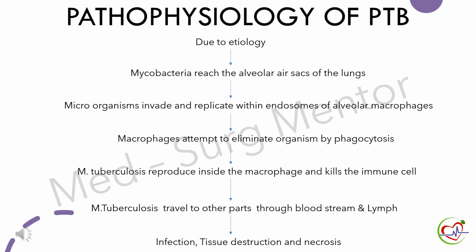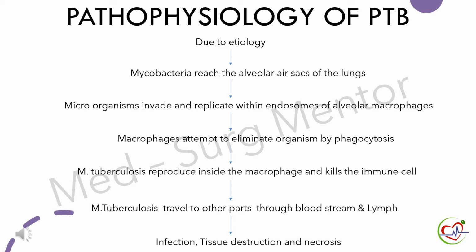Pathophysiology of pulmonary tuberculosis. Due to etiological factors, the microorganism, that is Mycobacterium tuberculosis, enters the body and reaches the alveolar sac of the lungs. At the next stage, it invades and replicates within the endosomes of the alveolar macrophages.